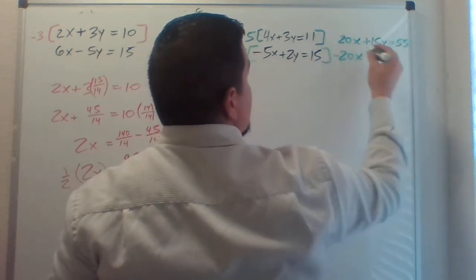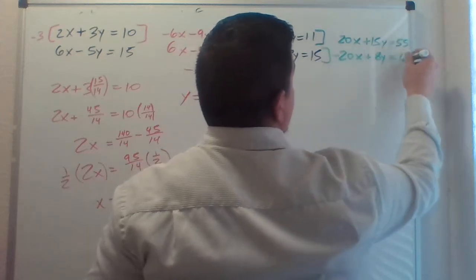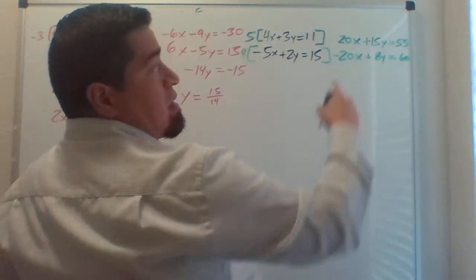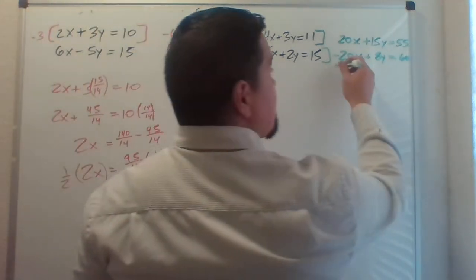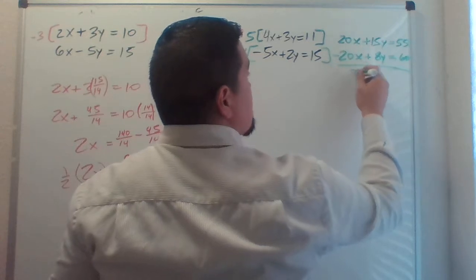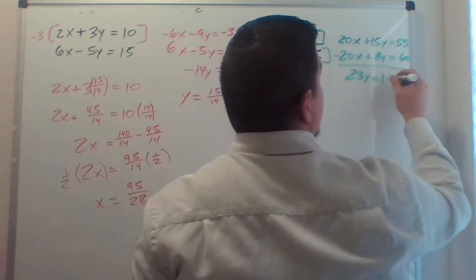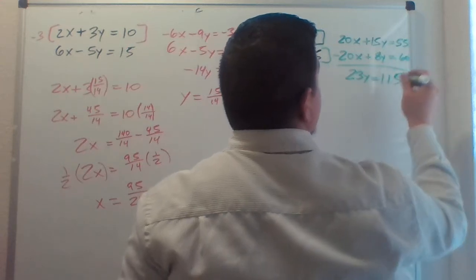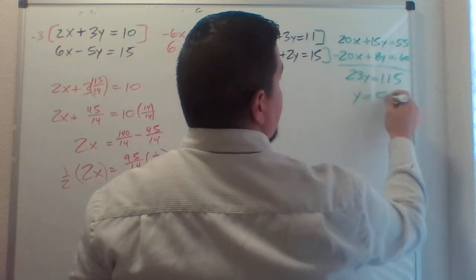And then 4 times 2 is 8y. 4 times 15 is 60. Okay. Then you have what you want. You're going to get some cancellation, or some elimination is what the method's called. That cancels. 15 plus 8y is 23y. 55 plus 60 is going to be 115. Divide that by 23y, you're going to get 5.